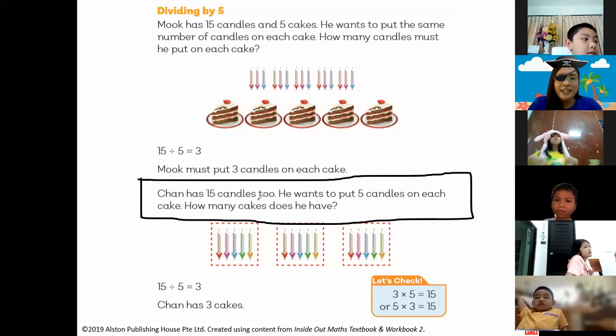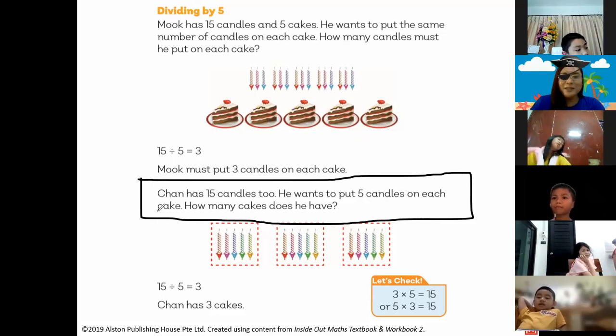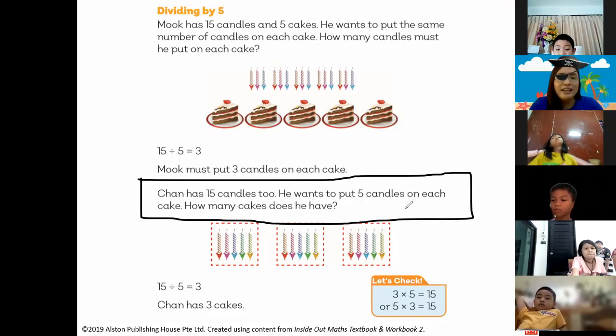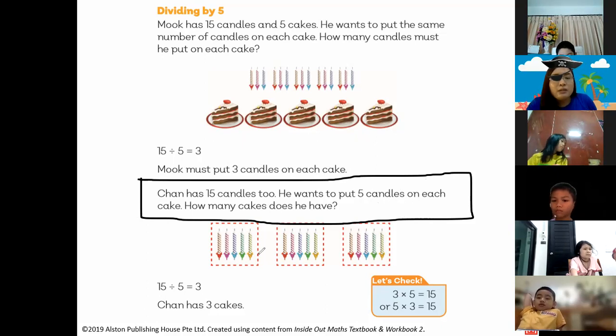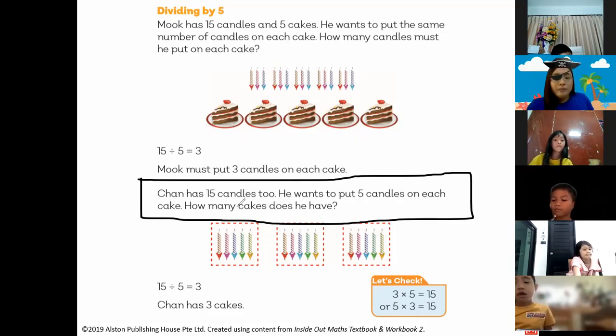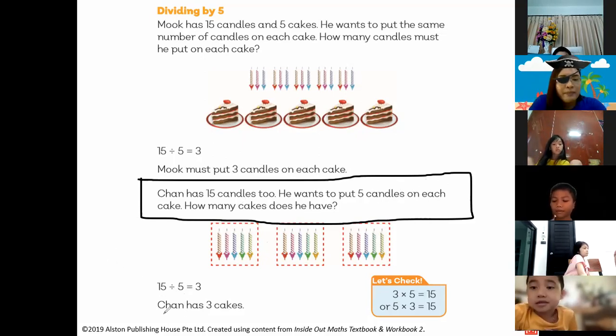Chan has 15 candles too. He wants to put 5 candles on each cake. So how many cakes does he need? Oh, this one is the opposite of Mook, okay? So this time, Chan wants to have 5 candles on each cake. So how many cakes does he need? So for us to divide it, we have to do it like this now.